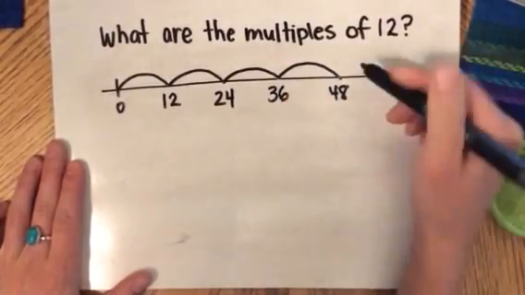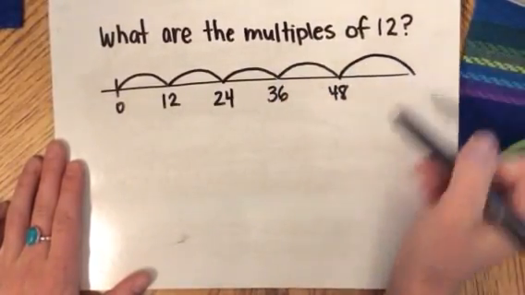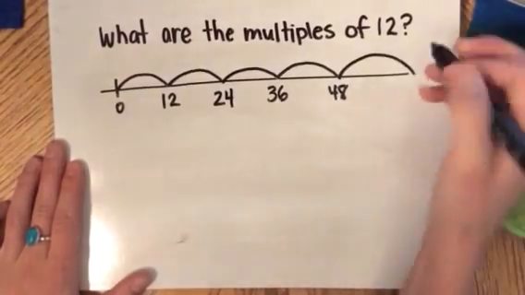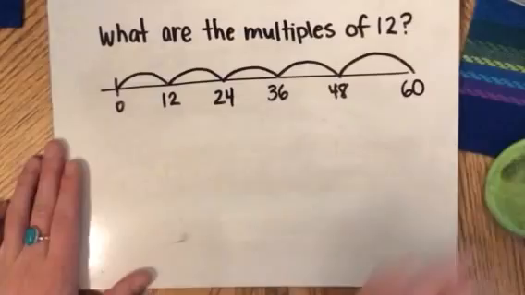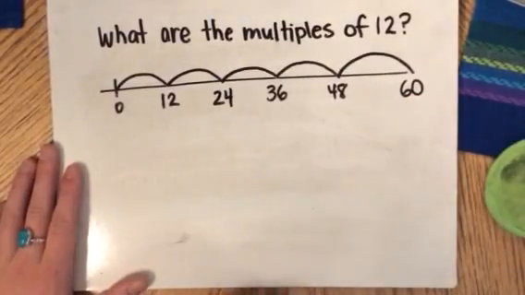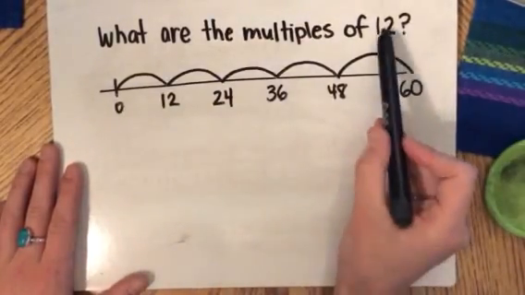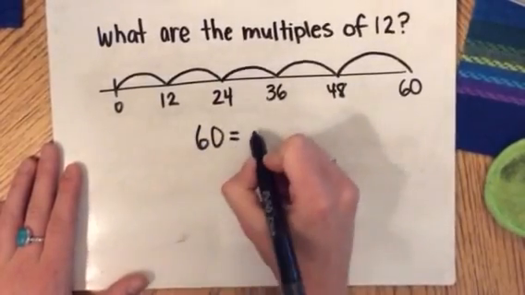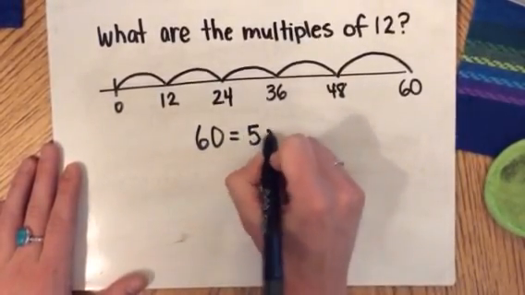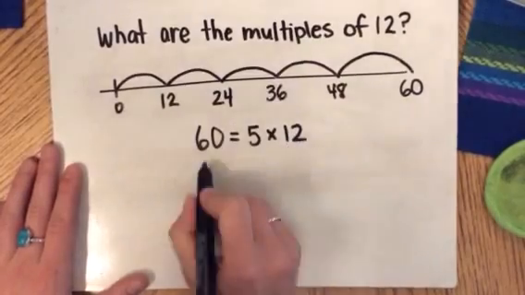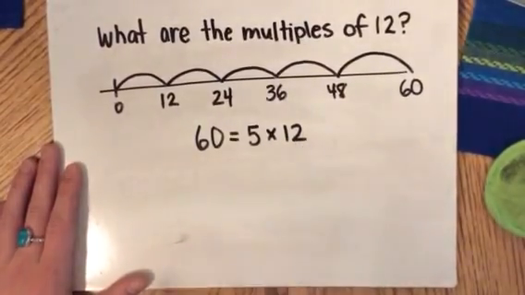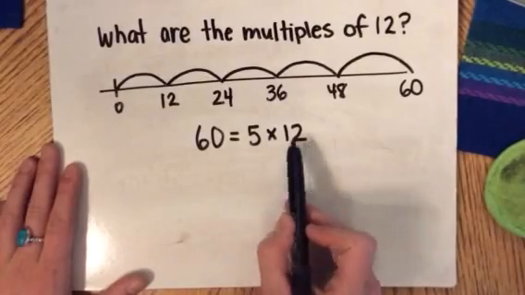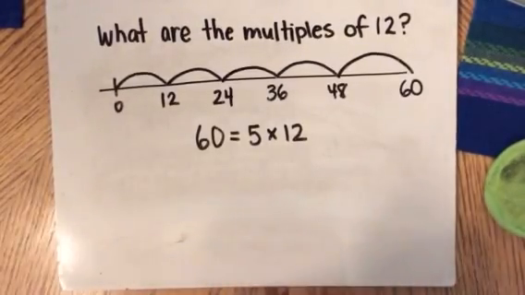48. Ooh, and a lot of you got stuck on this one. If I add 12 to 48, I'm going to jump 2 to get to 50 and 10 more, which will get me to 60. So 60 is a multiple of 12. What would I multiply by 12 to get 60? 60 is the same as 5 times 12. So 60 is 5 times as big as 12. So 60 is a multiple of 12. Hopefully that's making sense.